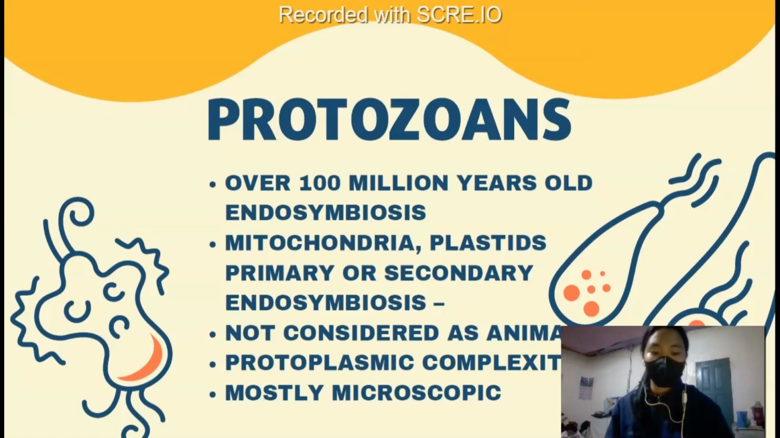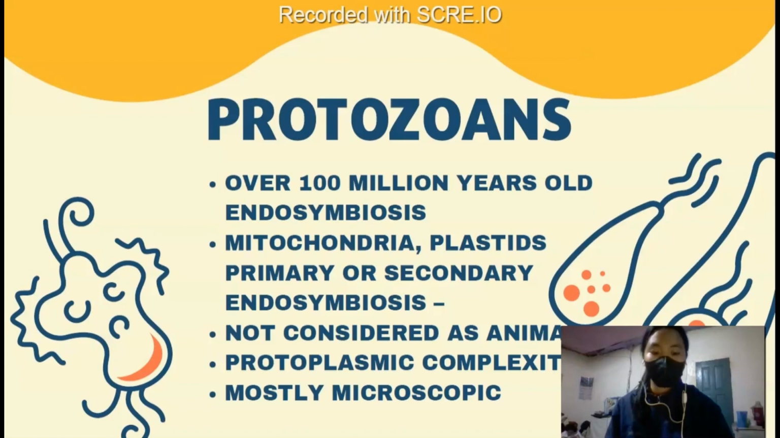So, unicellular eukaryotes. Unicellular eukaryotes are not considered to be animals, but they are eukaryotic, and it's kind of the most simple form of where animals came from. So, we're going to start with protozoans.